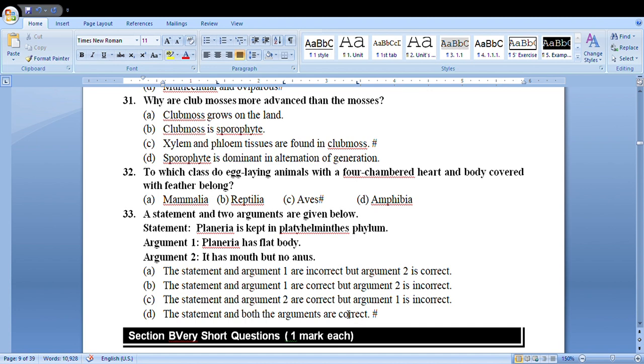Okay, thank you this much for today, and in next lesson we'll discuss about short questions, very short questions, that's from section B, and section C short questions, and section D long questions of this chapter classification of units.